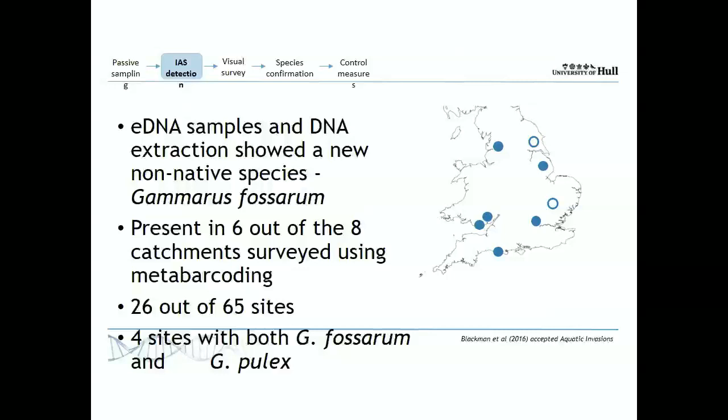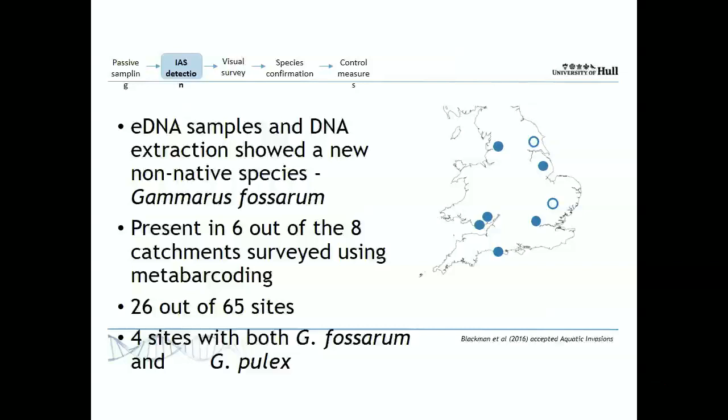But what was more surprising is we discovered it in quite a wide area. So we've got 6 out of the 8 catchments that I went to, I found Gammarus fusarum. So it's all the way up to the Ribble in Lancashire. I say that all the way up because I'm from down south, but we're just there, aren't we? And I found it in the River Bain in Lincolnshire, the two rivers Ely and Taff in South Wales, the Cone, which is a tributary of the Thames, and also in Dorset as well.